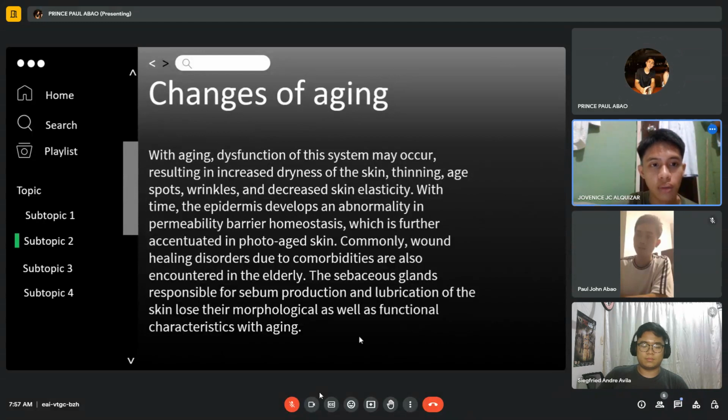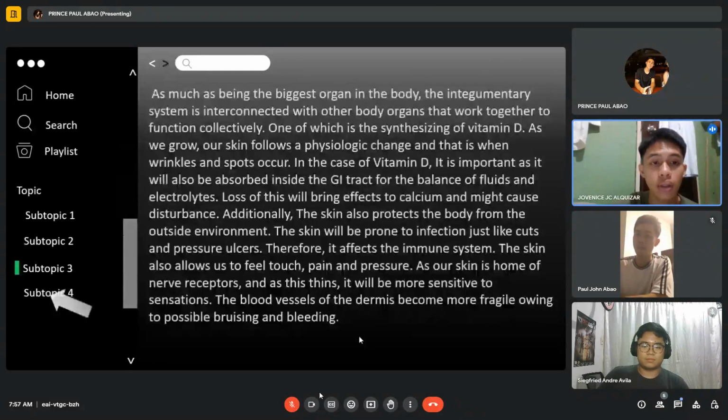As we age, our body moves towards change also, like, for example, the biological changes in our body and the metabolic changes in our body. It's because of the normal change in the function of the body as we grow old. As the biggest organ in the body, the integumentary system is interconnected with other organs that work together to function collectively.